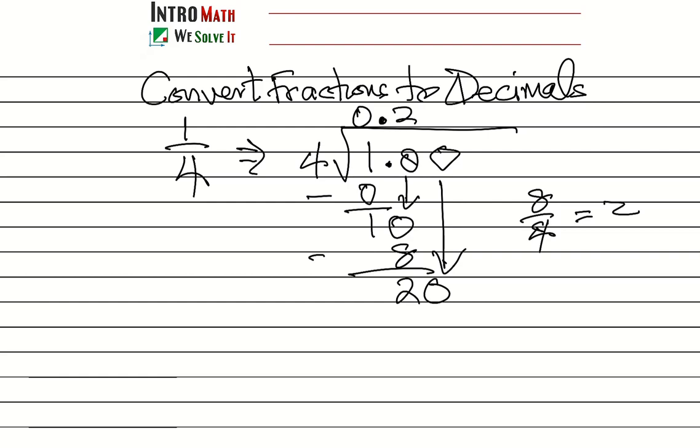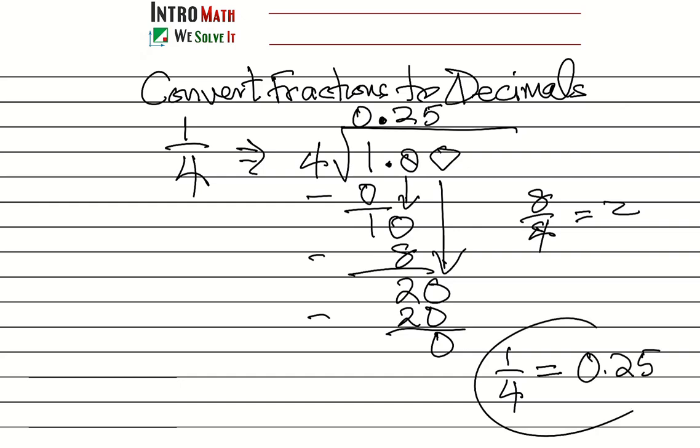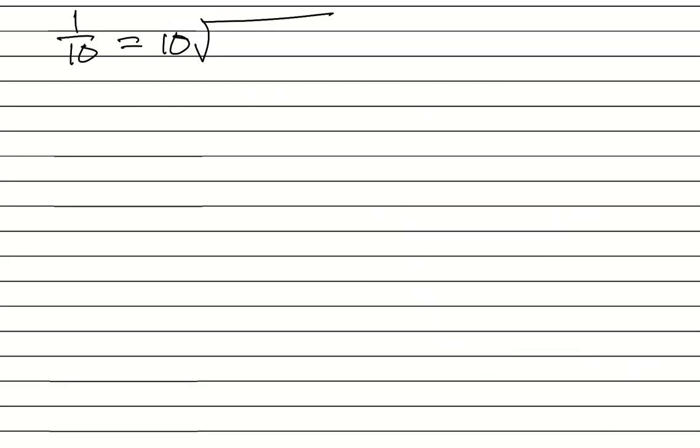We'll run 4 through 20, it's 5 times, right? And then we'll put the 5 here. And then 5 times 4 is 20. We'll subtract, it's 0, and then we're done. We'll say 1/4 converted to decimal is the same thing as 0.25. That's the same thing that they call a quarter. Okay, the next one is 10 cents.